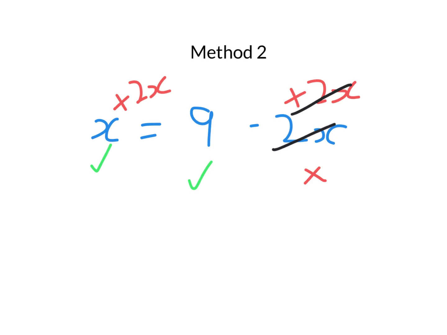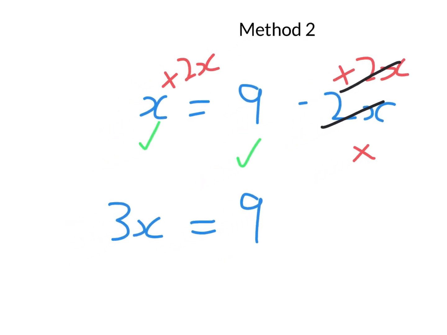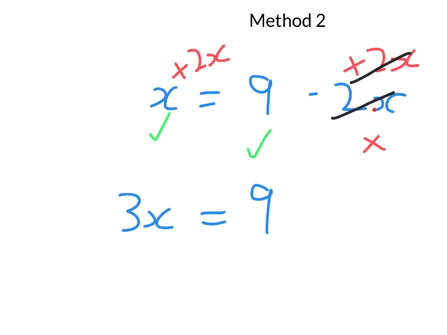On the left hand side, we've got an x plus 2x. So that's going to give us 3x when we add them together. Like before, if we have an x, we can imagine that being 1x plus 2x gives us 3x. Then on the right hand side, we're left with 9. Our minus 2x plus 2x has cancelled out. So now we've got 3x is equal to 9.